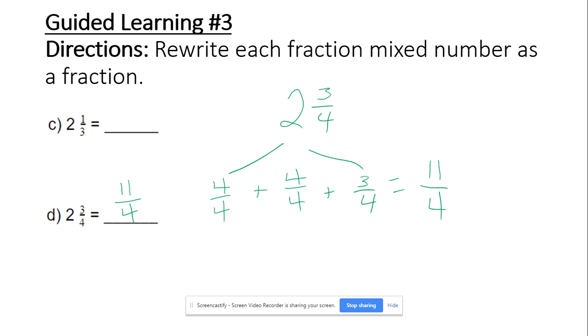Try the rest of the packet on your own, and if you have any questions, just come to the small group at the front.